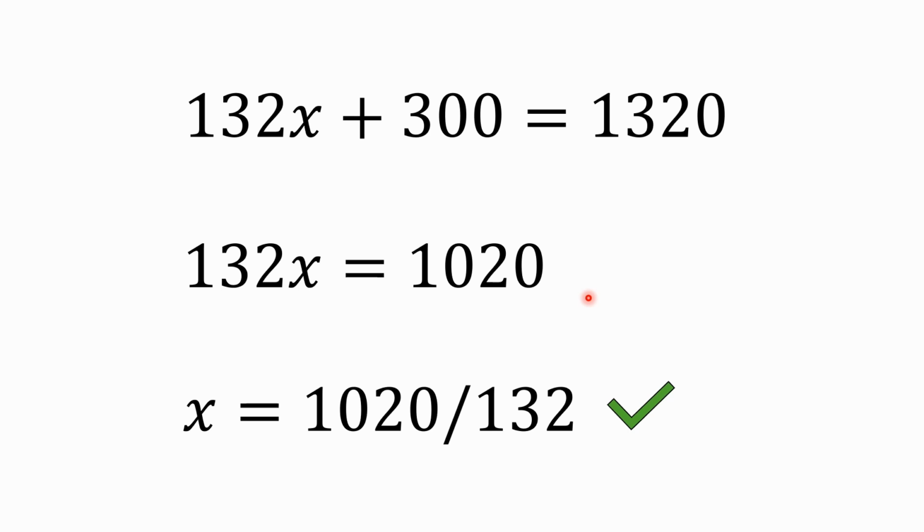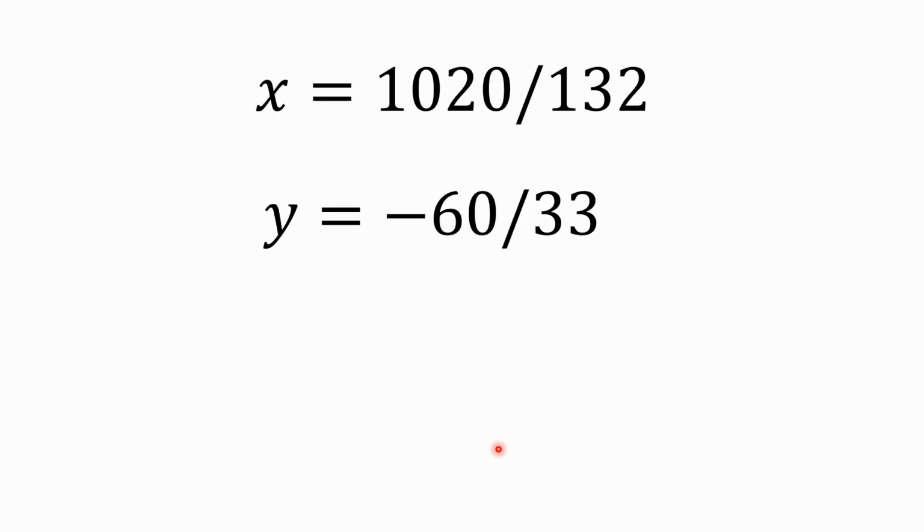And then from there would be 132x equals 1020, or x equals 1020 divided by 132. So yeah, it's a little bit crazy. We're not dealing in whole numbers here. We're not just dealing in integer values. We've got fractions involved, but we end up with x equals 1020 divided by 132, y equals minus 60 over 33.